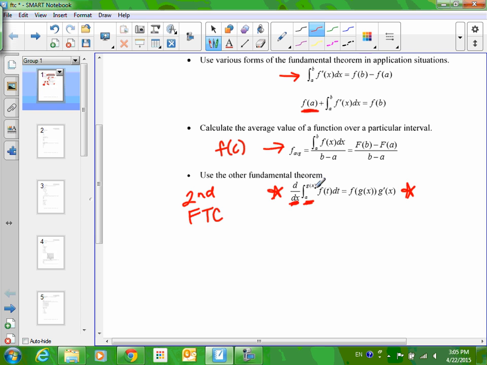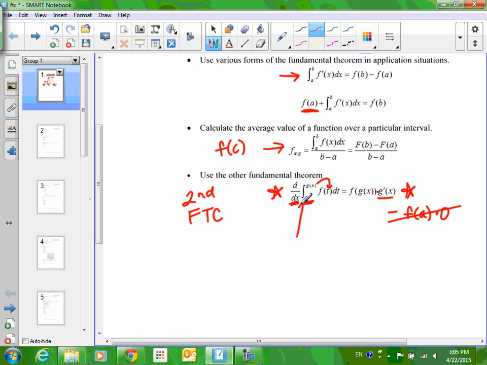Okay, so notice what happened here. They plugged in g of x in for t, and then they go times the derivative of g. So it's like you plug in your upper bound and you go times the derivative of the upper bound. So then we got to think, well, what happened to the lower bound? Well, technically there's a little minus f of a. But let's say a is a number. What's the derivative of a number, guys? 0. That's why that's off.